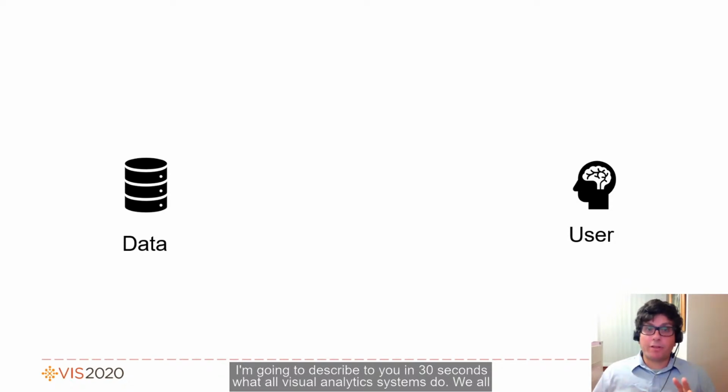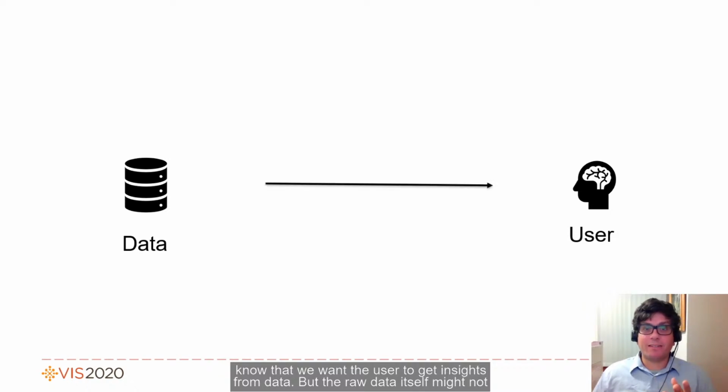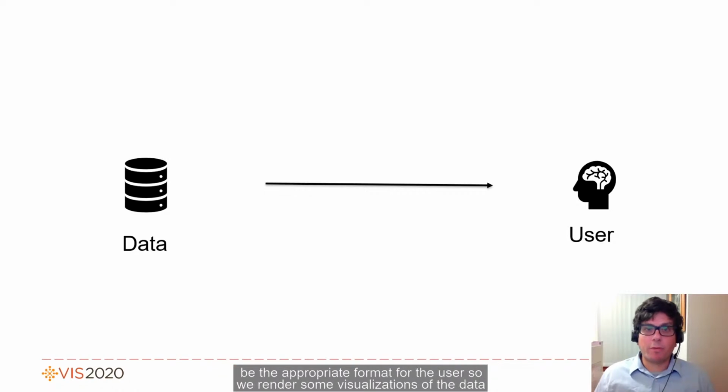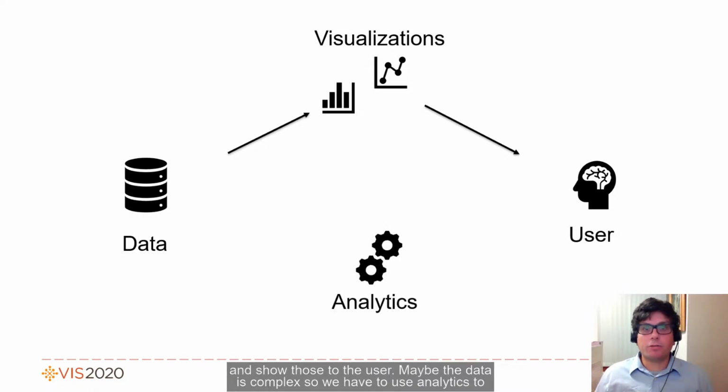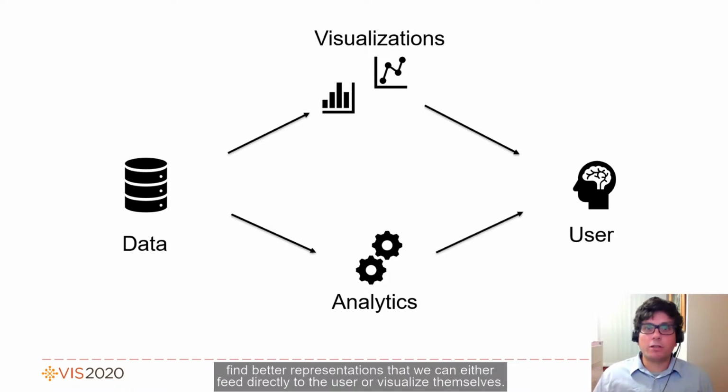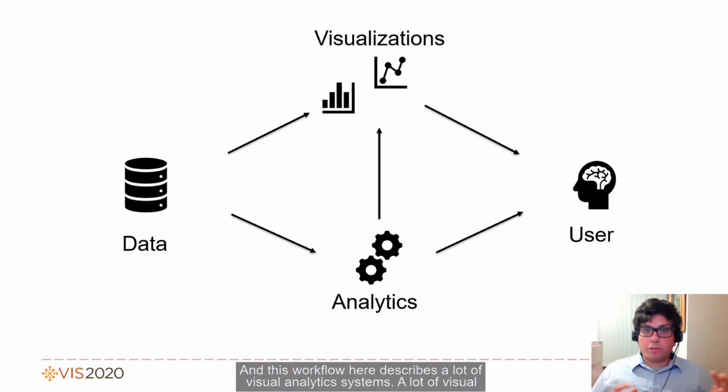So I'm going to describe to you in 30 seconds what all visual analytics systems do. So we all know that we want the user to get insights from data, but the raw data itself might not be the appropriate format for the user. So maybe we render some visualizations using that data and show those to the user. Maybe the data is complex, so we have to use analytics to find better representations that we either feed directly to the user or visualize themselves. And this workflow here describes a lot of visual analytics systems.